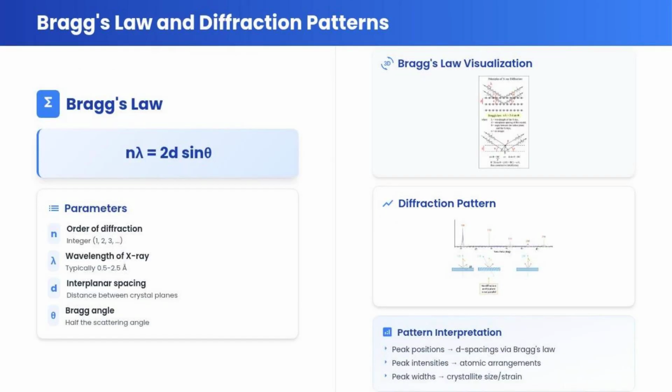An XRD pattern consists of several intensity peaks plotted against the diffraction angle, 2 theta. Each peak corresponds to a specific set of Miller indices, like the 110 or the 111 planes we studied earlier. By analyzing the positions and heights of these peaks, materials scientists can identify unknown substances and determine if a metal has been stressed or heat-treated.